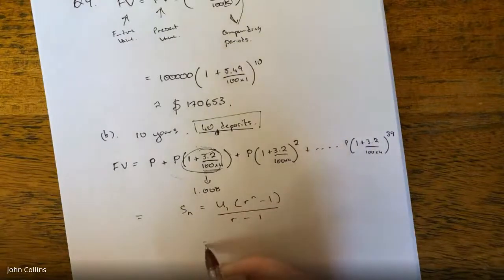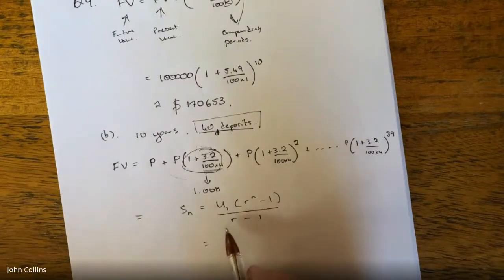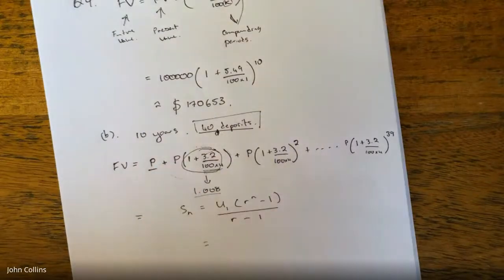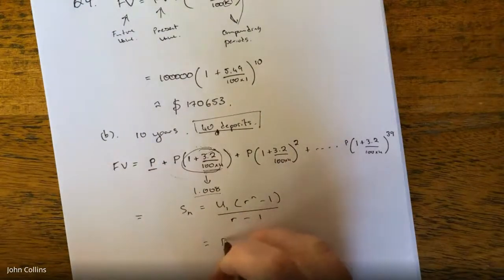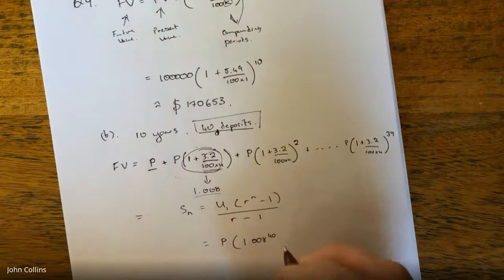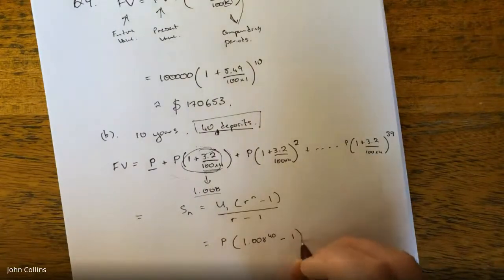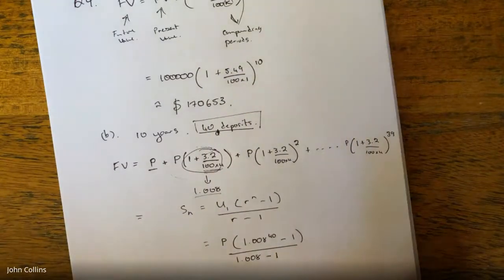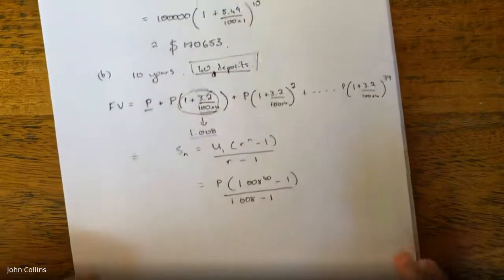Minus 1. So the ratio in this case is 1.008. This is the ratio, and this is the initial term. So it's just going to be P times 1.008 to 40 terms, so that's 40. That's where the 40 comes from. Take away 1, all over 1.008 minus 1. And that is what we were looking to find.